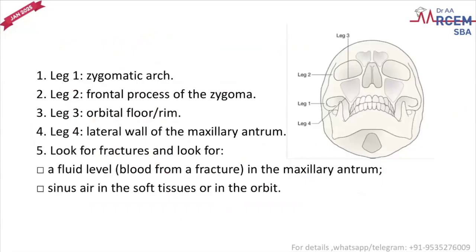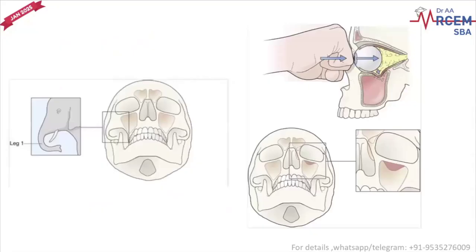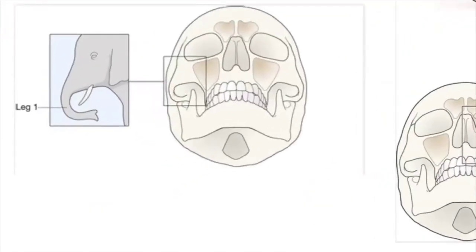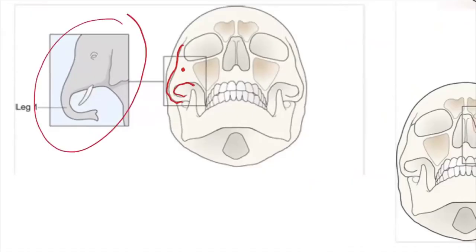Now coming to the structures here, this is the tripod, what we call it, or basically it has four limbs or four legs. This is orbital floor. This is frontal process. This is zygomatic arch. This is lateral wall of the maxillary antrum. You need to be aware of the structures. Next thing you need to be aware of is this zygomatic arch, or this entire structure. If you put it across and draw an eye here, it looks like an elephant. This is the normal structure, how it's supposed to appear in an imaging. So remember this part.